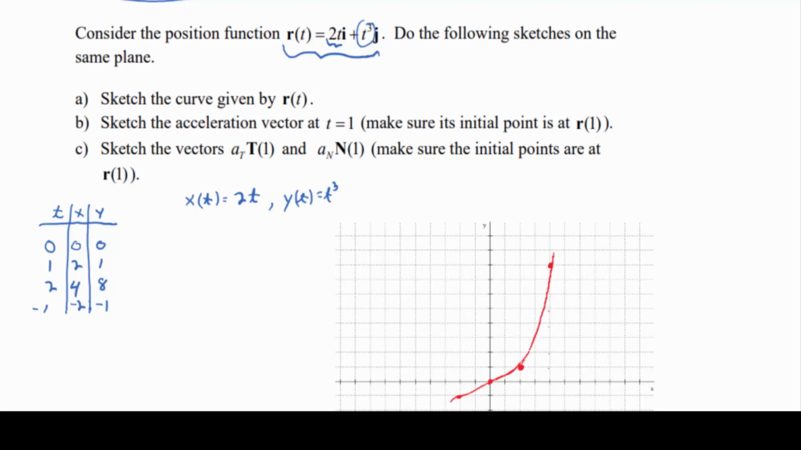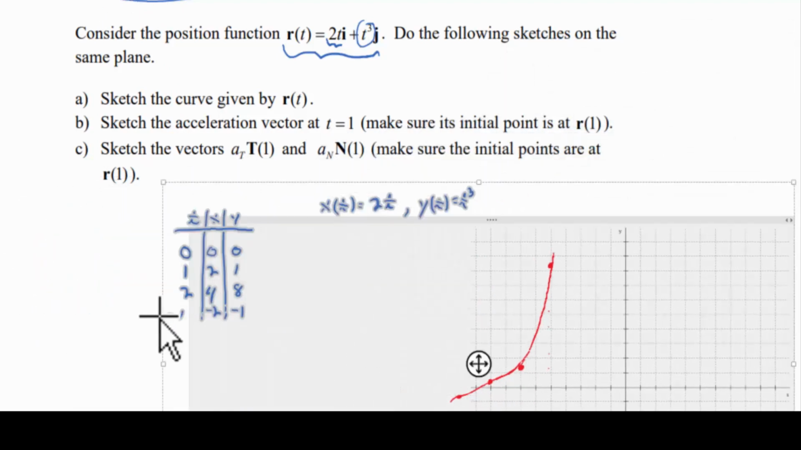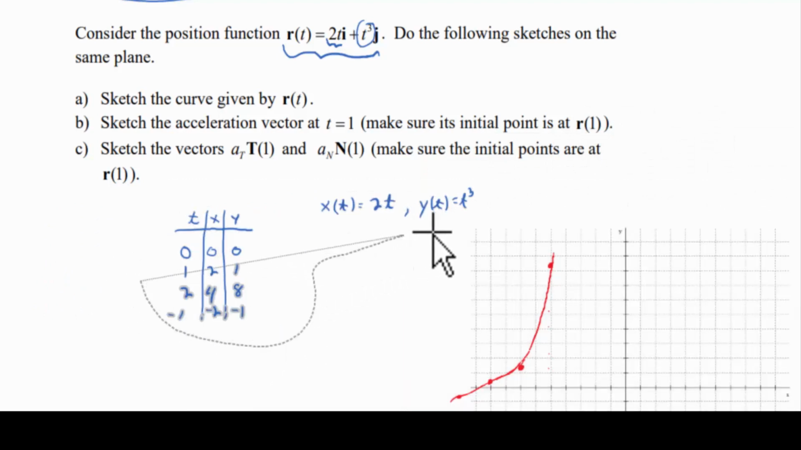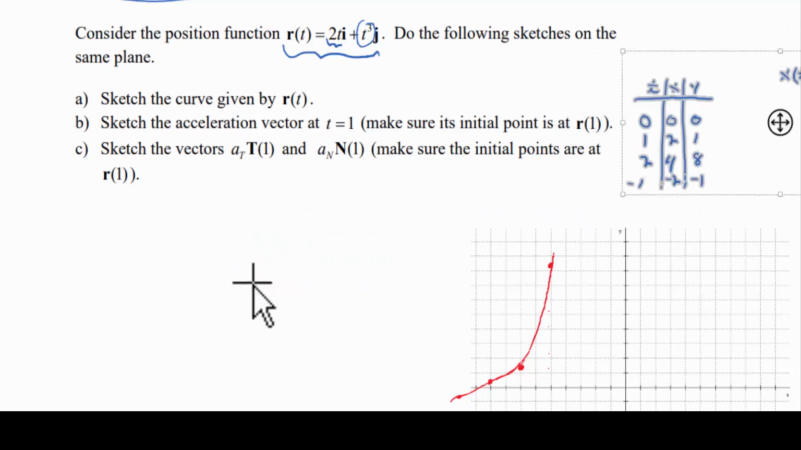Then part B, it says sketch the acceleration vector at t equals 1. Make sure its initial point is at r of 1. That'll be a point on the curve given by t equals 1. So let's find, just so I can keep a lot of this stuff on the same screen. There we go. Let's move this stuff over here.